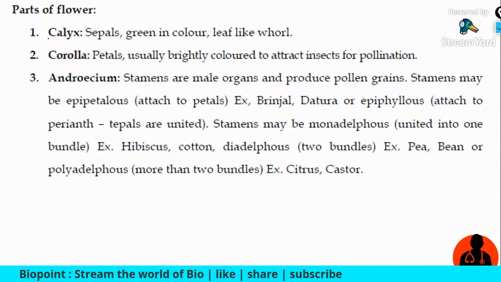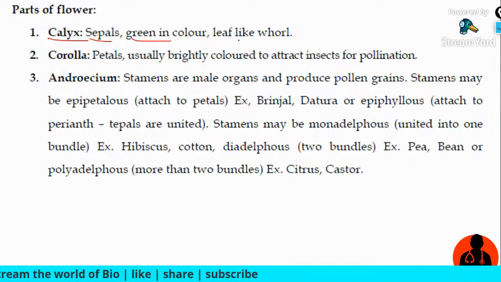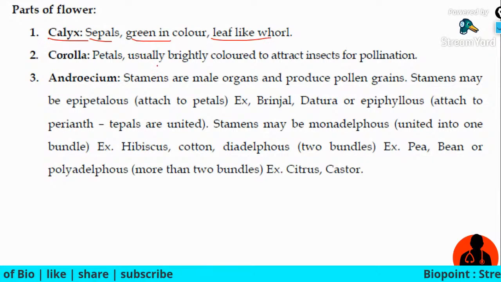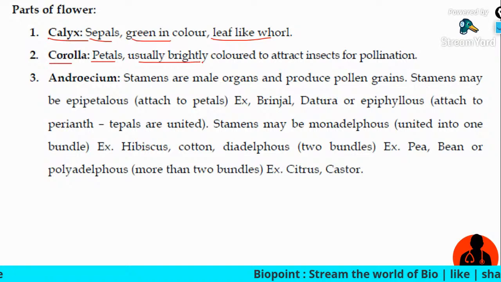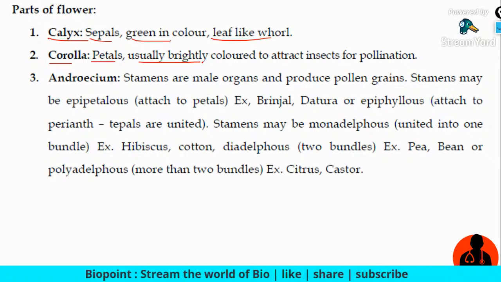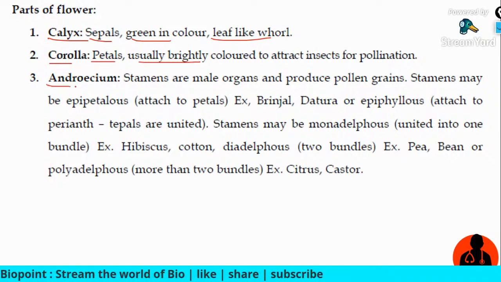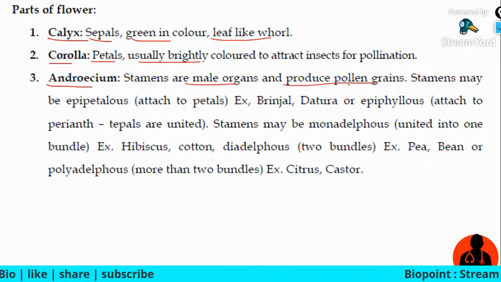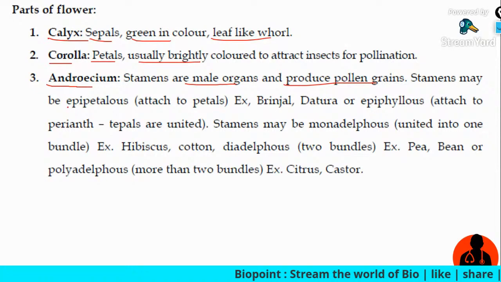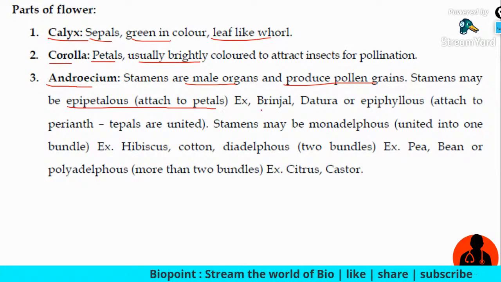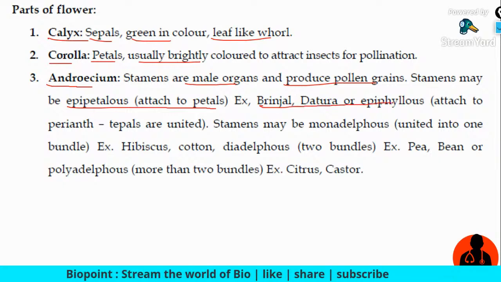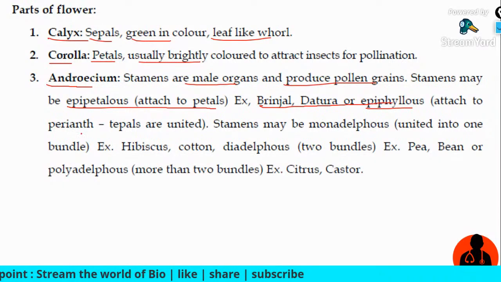Calyx, that is the sepal, which is green in color, leaf-like. Number one. Corolla, petals usually bright colored, which actually gives attraction to the insects for pollination. Androecium, stamens are the male reproductive organ that produces pollen grains. Stamens may be epipetalous. Epipetalous means attached to the petals. Example, brinjal, datura. Epiphyllous, they are attached to the perianth.